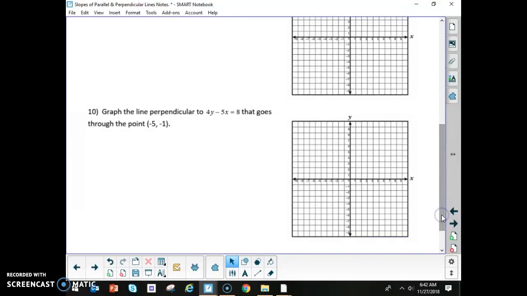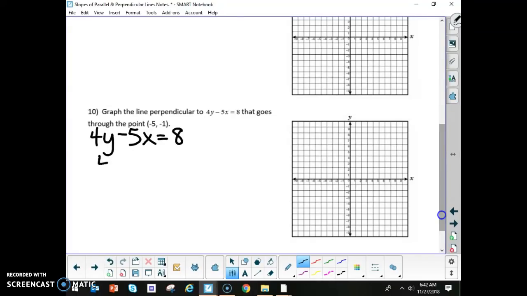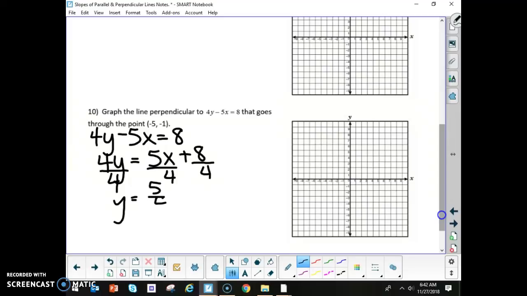We're going to look at number 10. 4y minus 5x equals 8. 4y is equal to 5x plus 8. If I'm dividing by 4, I divide each term. Y is equal to 5/4 x plus 2. So my slope is 5/4.